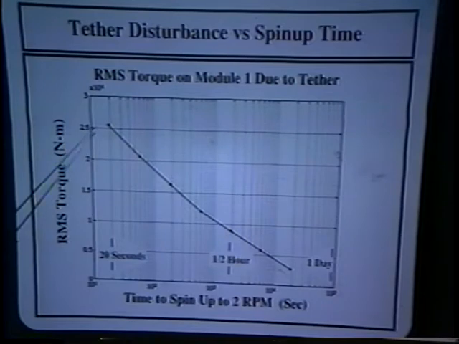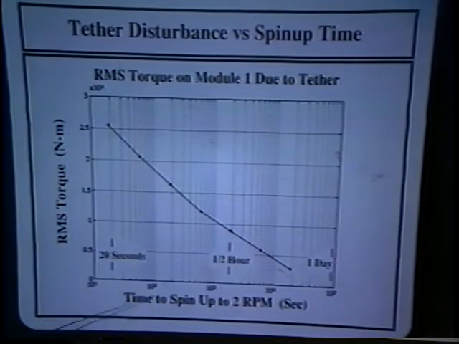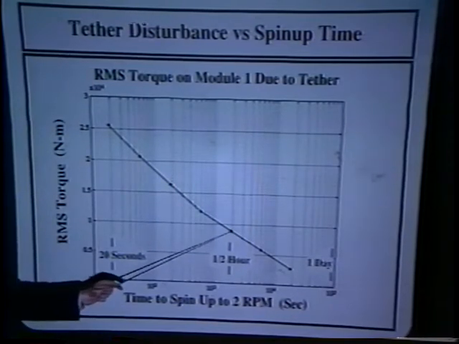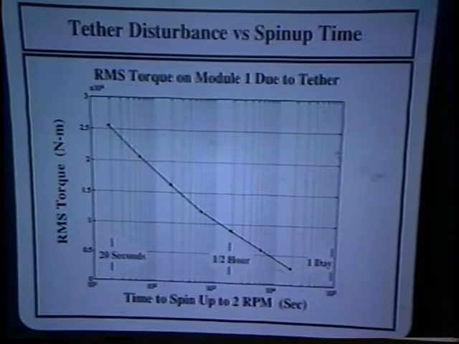And this is a plot that is a summary of the results of several simulations using different times to spin up to 2 RPM. This was the case that I just described of a 19-second spin-up, and the RMS disturbance torque exerted on the modules by the tether is rather large, over 25,000 Newton meters. However, if we go out even to a half an hour, that drops to less than 40% of its initial value, and a half hour is not a very long time to take to spin up to 2 RPM when one is going to operate at that rotation rate for several months.